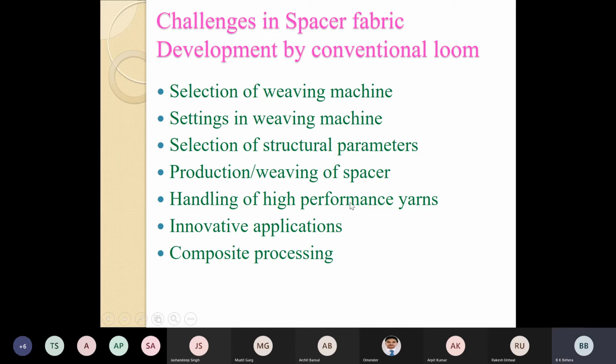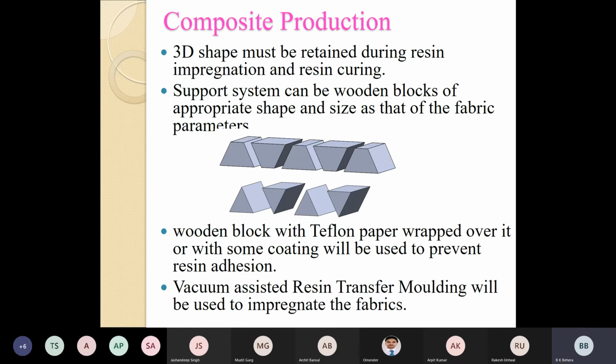Production of weaving, handling high performance fiber, it's not that we are weaving cotton thread or polyester thread. Most of the applications use high performance yarn like glass fibers, Kevlar, which is very difficult to weave on the weaving machine, and composite processing. After weaving, how to convert this fabric into composite itself is a challenging job. So there are many challenges in developing these products, starting from weaving to product finishing stage.